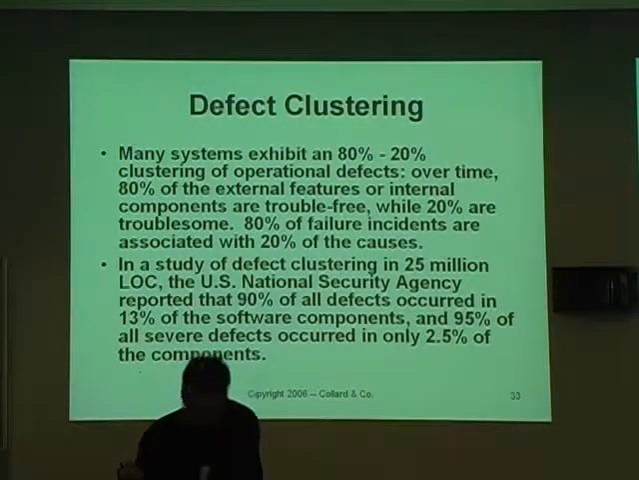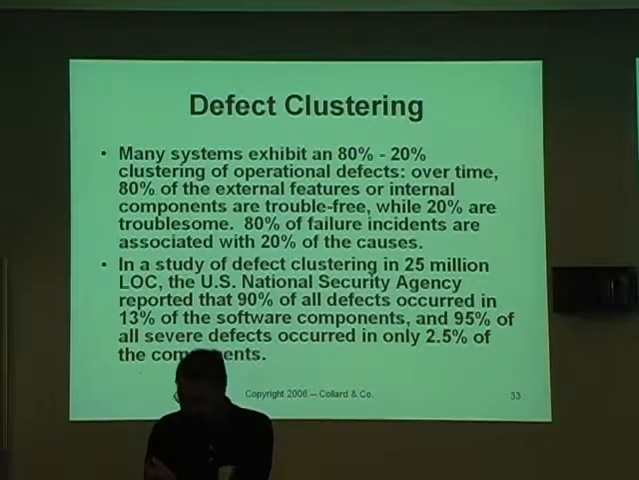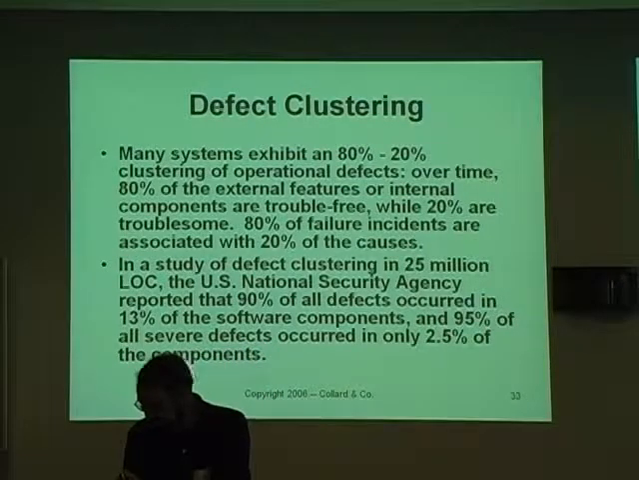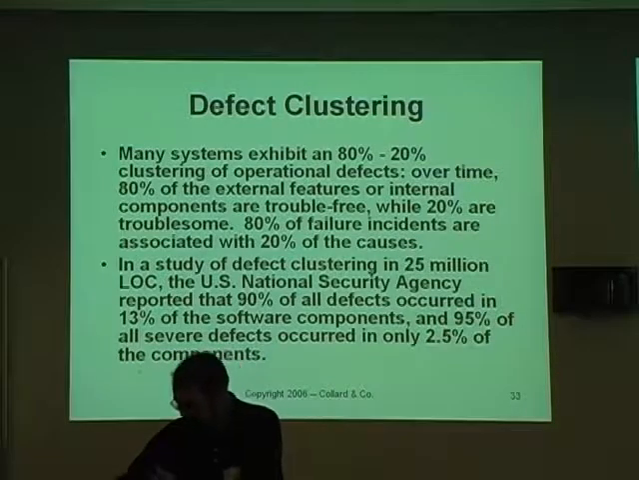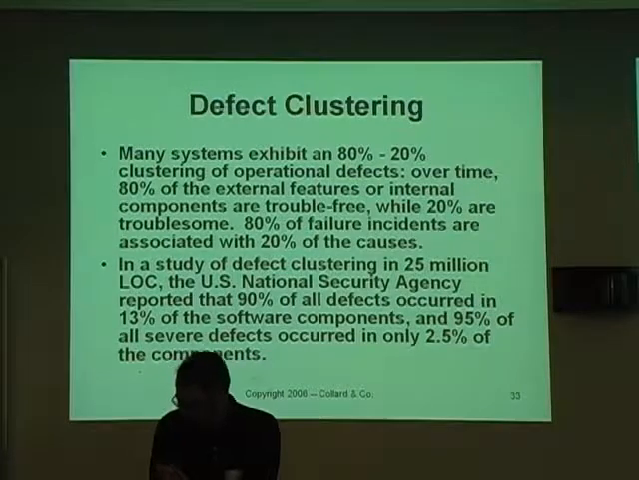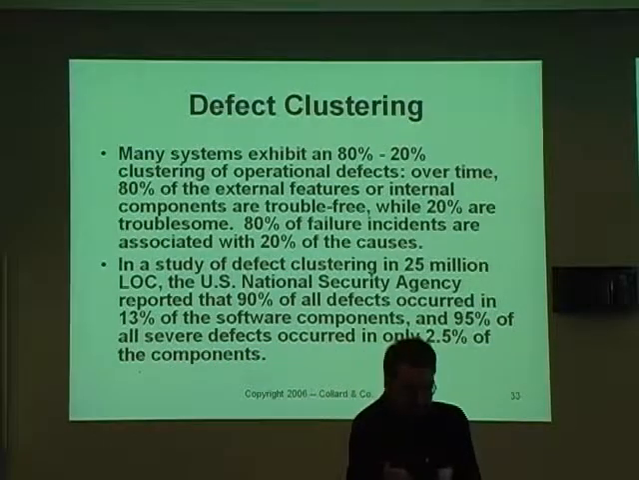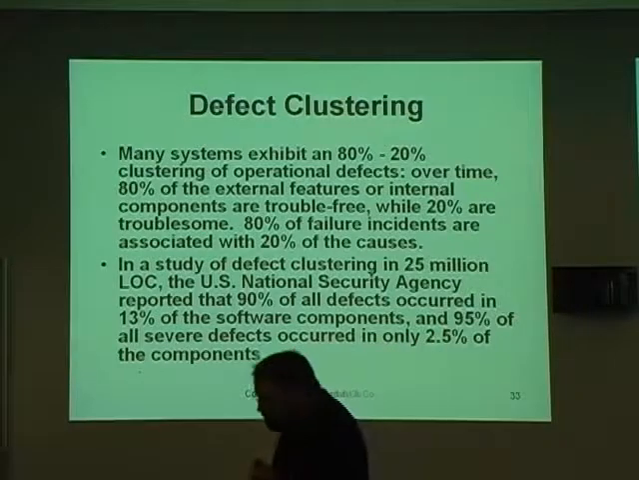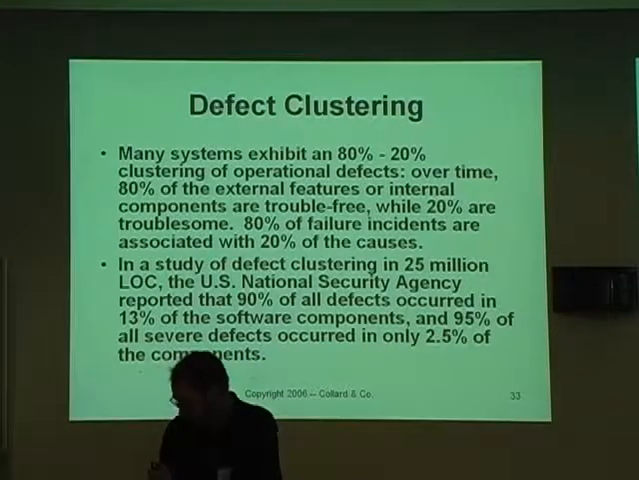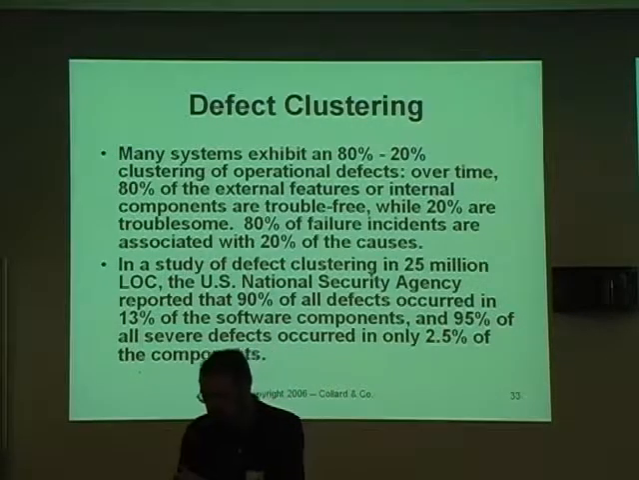I've called it 80-20 here. It may not be 80-20 exactly. Pareto's ratio, it might be 90-10, but you tend to find patterns like this. You can see this example at the bottom from the National Security Agency. As it says here, 30% of all components contained 90% of the defects, and with the severe defects it was even more skewed, even more marked. That's what we mean by defect clustering.